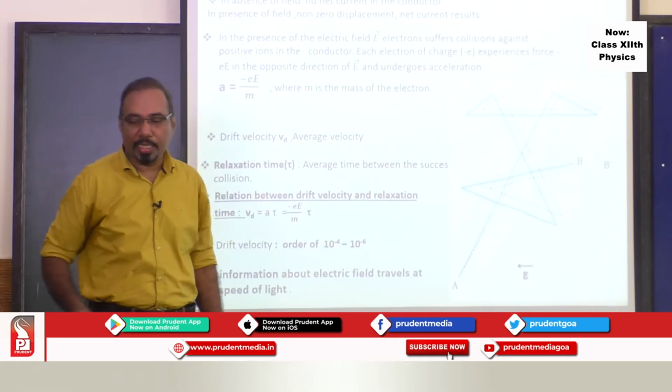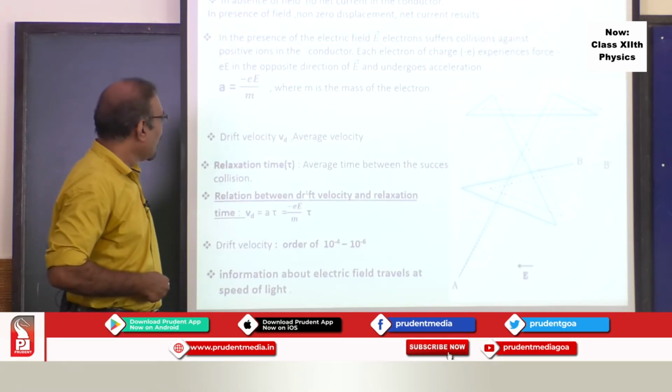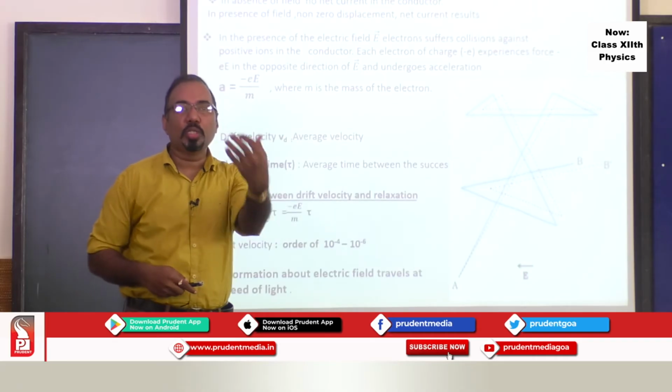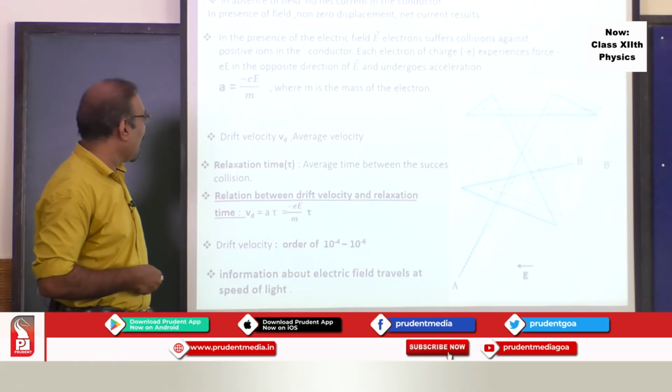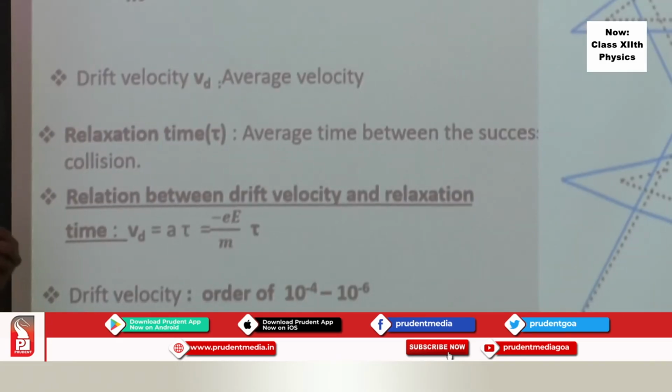Now, here that time is called the relaxation time. Why do we call relaxation time the average time between two successive collisions? What is meant by this statement? What is meant by relaxation time? Relaxation time means the average time between two successive collisions.